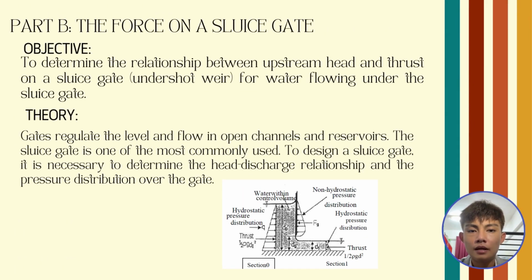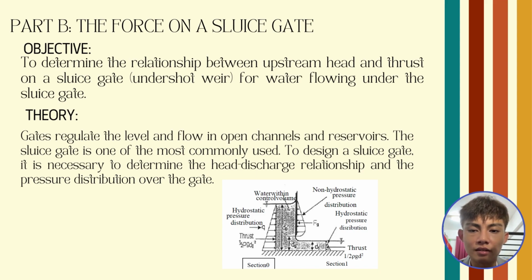So for Part B, the lab is the force on a sluice gate. The objective is to determine the relationship between the upstream head and thrust on a sluice gate under a shot weir for water flowing under the sluice gate. In this slide, we can see the theory: gates regulate the level and flow in open channels and reservoirs. The sluice gate is one of the most commonly used. To design a sluice gate, it is necessary to determine the head discharge relationship and the pressure distributions over the gate. So the figure shows directly the force by the moment equation.